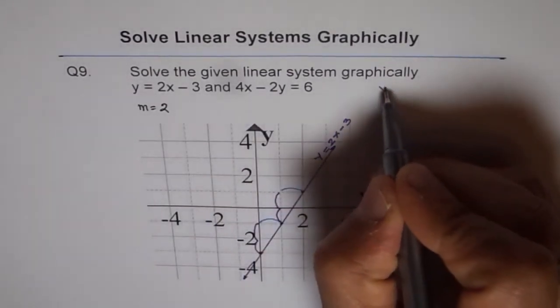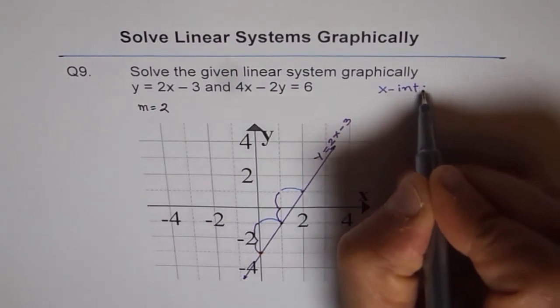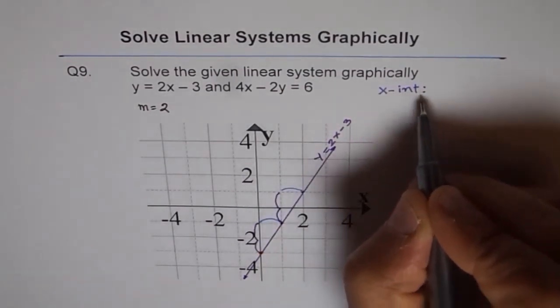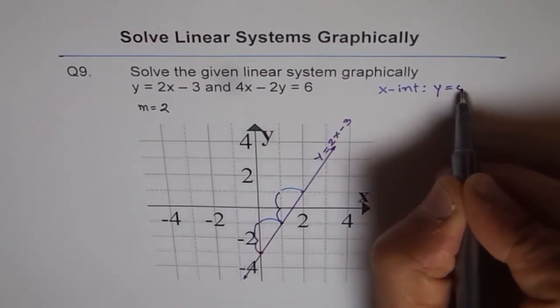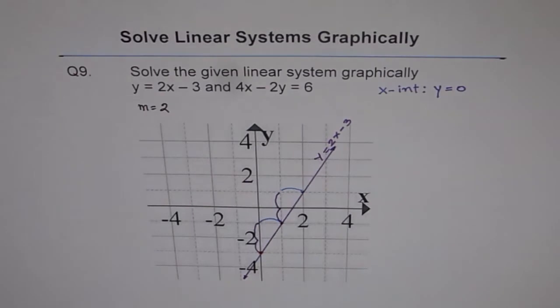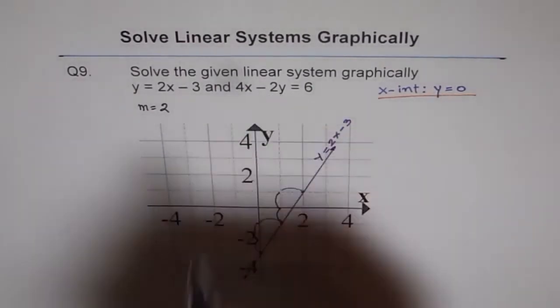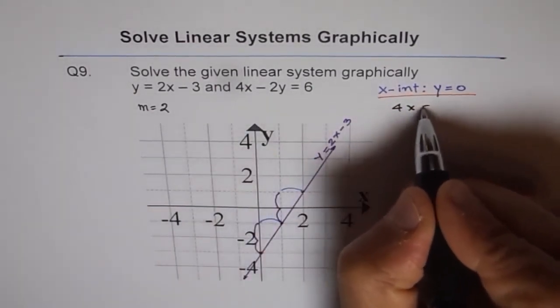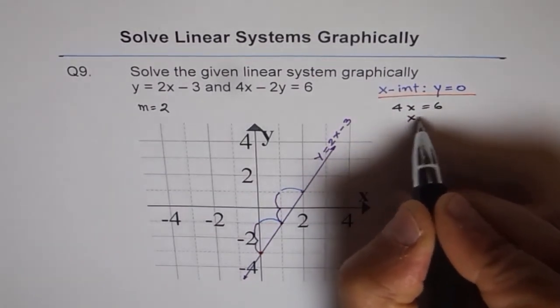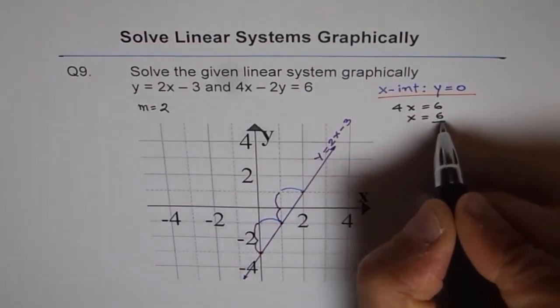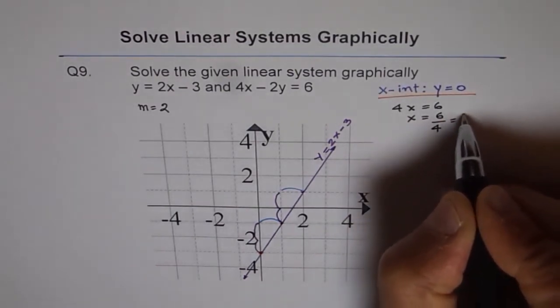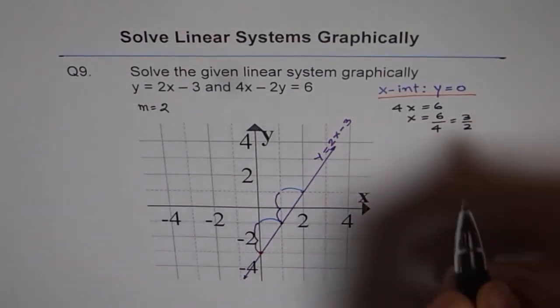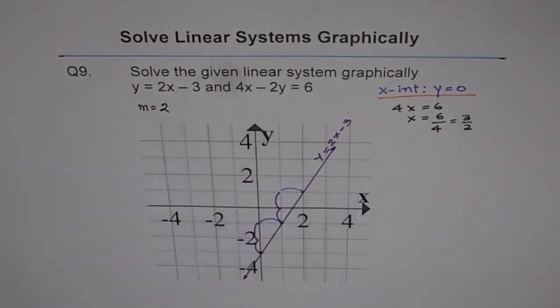So let's find the x and y-intercepts. How do you find the x-intercept? The x-intercept is a point where the line crosses the x-axis, and at that point y is equal to 0. So if I write this equation, 4x minus 2y equals 6, with y equals 0, what do I get? I get 4x equals 6, or x equals 6 over 4, which is 3 by 2. So that is my x-intercept.